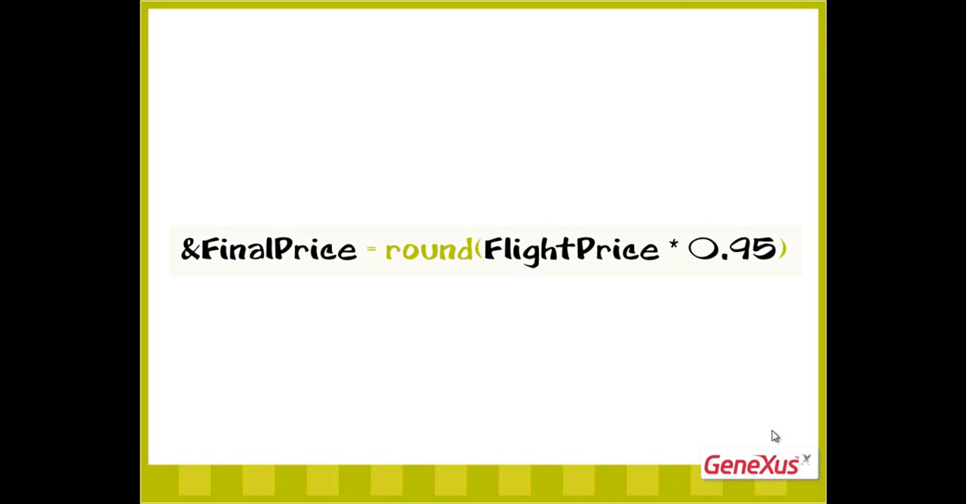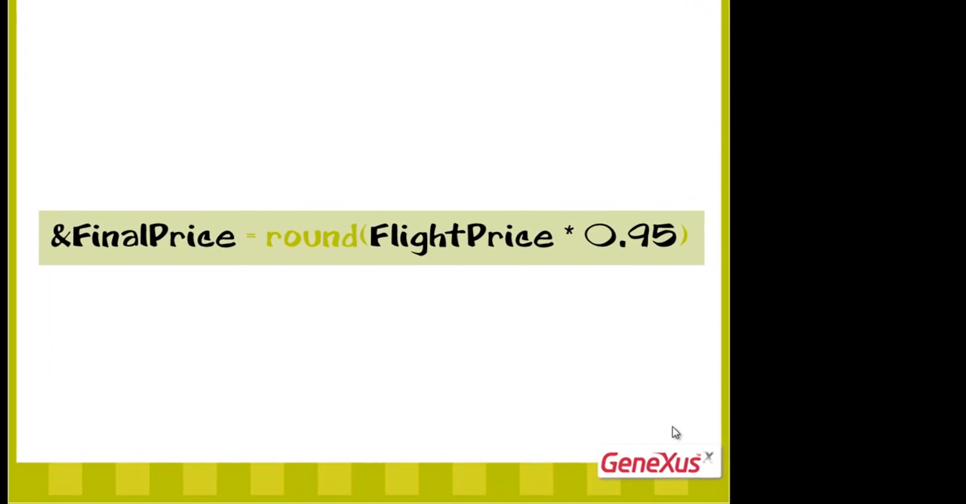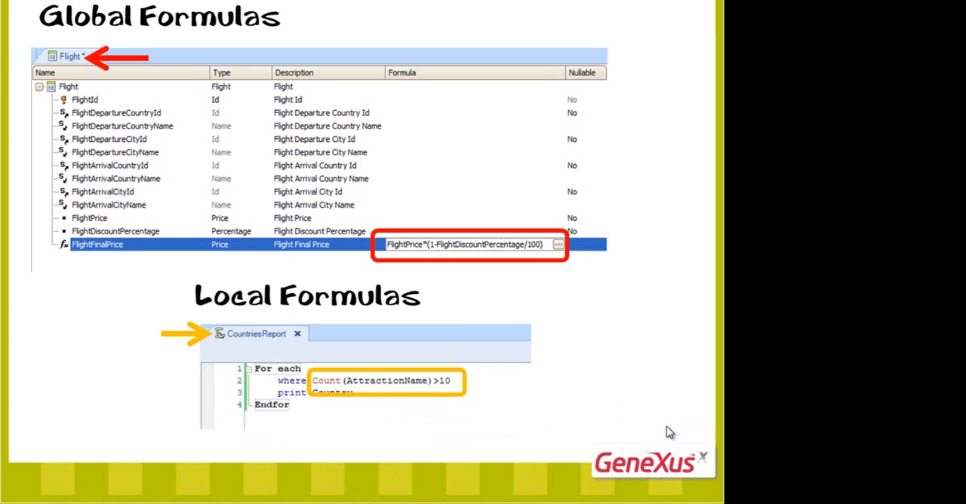We often need our application to make calculations that involve the values of certain attributes, constants, and/or functions. For these cases, GeneXus provides us with its formulas. We have two possible ways to define formulas. Global formulas, which are known in the whole knowledge base, and local formulas, which are known only in the object in which they were defined.